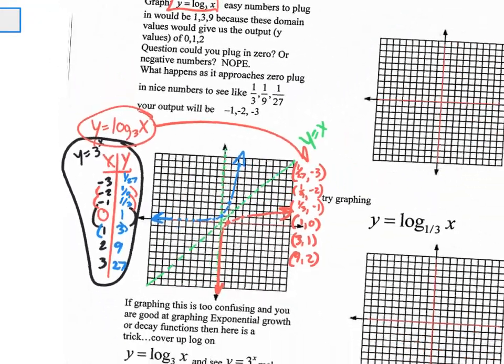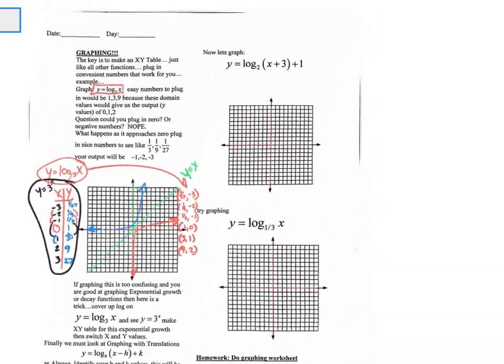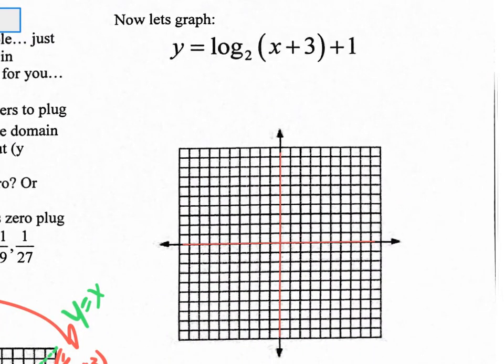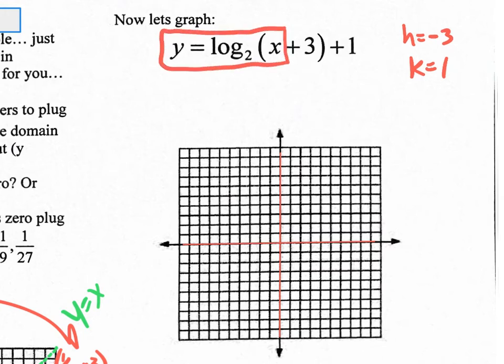So let's graph, how about, I don't know. You guys want to do this one? That actually has an h and k shift? Okay, let's do it. What is your h value? What's your k value? Okay, so once you identify h and k, just like always, ignore h and k, box in your function. We'll call this our parent graph function.